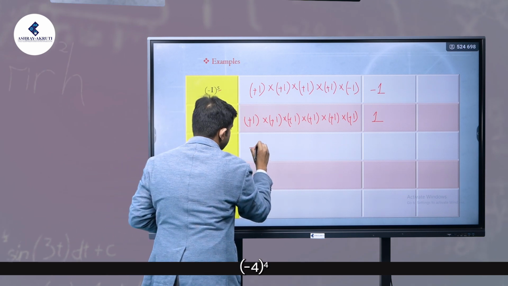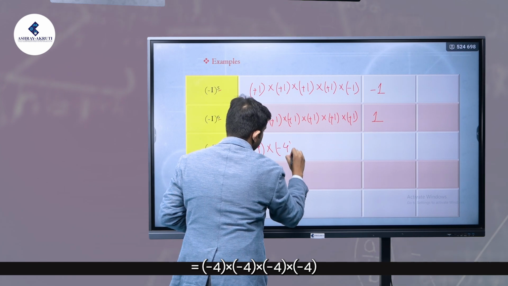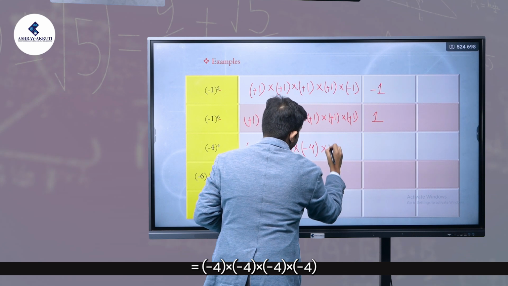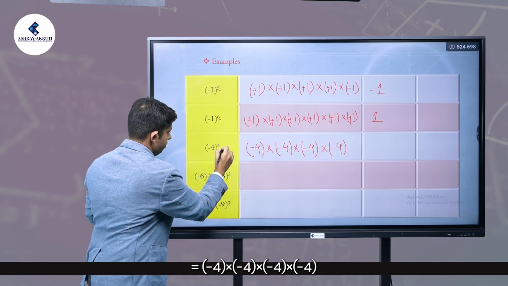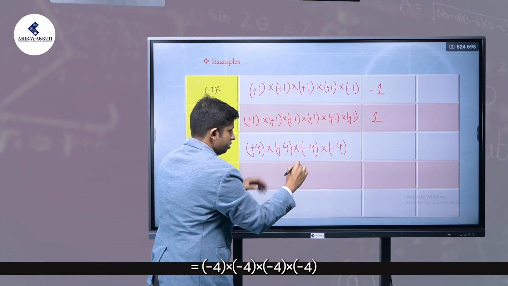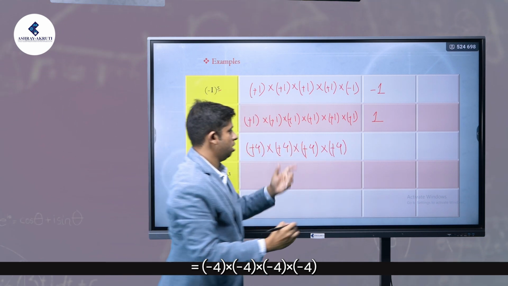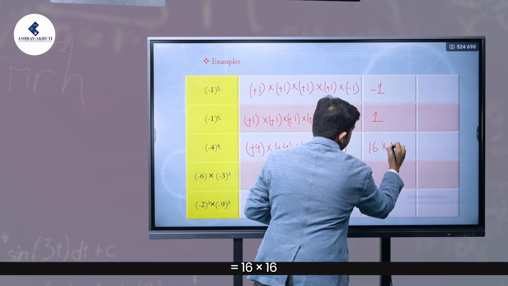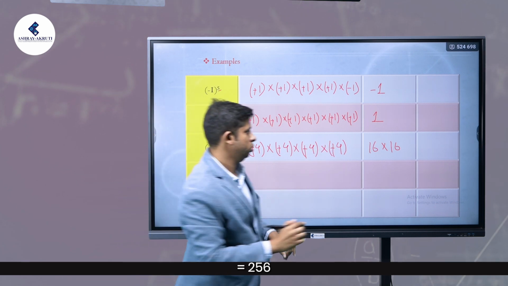Minus 4 whole to the power of 4. Minus 4 into minus 4 into minus 4 into minus 4, which is 16 into 16, equals 256.